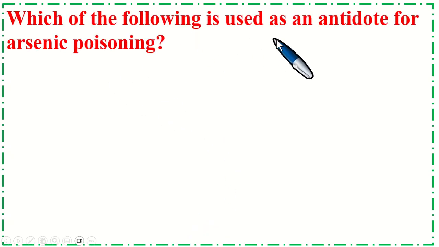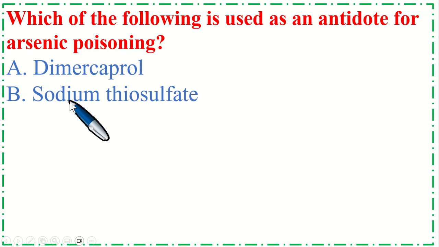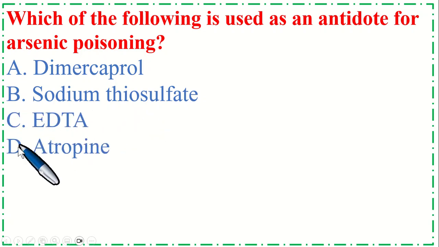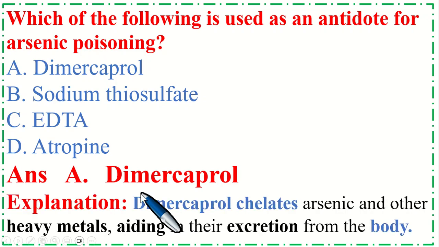Which of the following is used as an antidote for arsenic poisoning? Option A, dimercaprol, B, sodium thiosulfate, C, EDTA, and option D, atropine. So the correct option is A, dimercaprol. Dimercaprol chelates arsenic and other heavy metals, aiding in their excretion from the body.